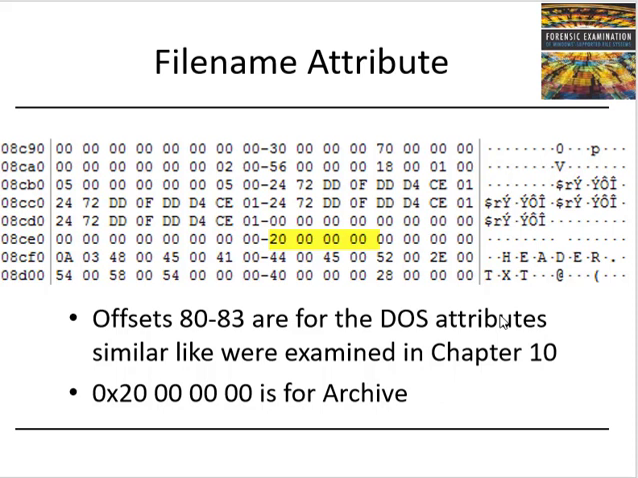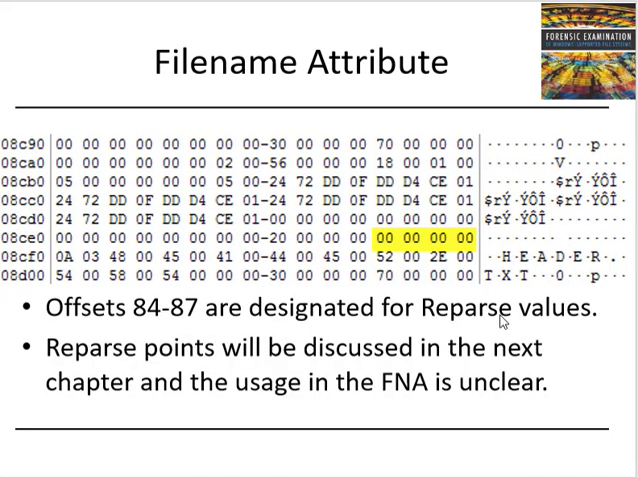We'll have our DOS attributes, again, just like we looked at before. So 20 followed by zeros means the archive bit is set. And again, that's the same as what we saw in FAT. We have our reparse values. Again, we'll talk about this in the next chapter.